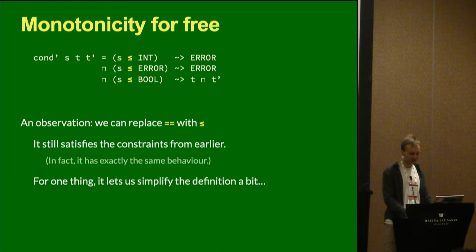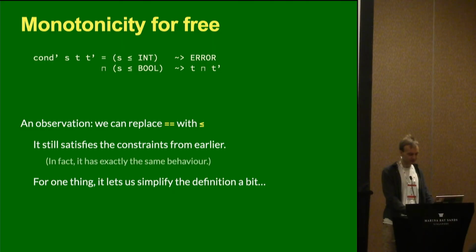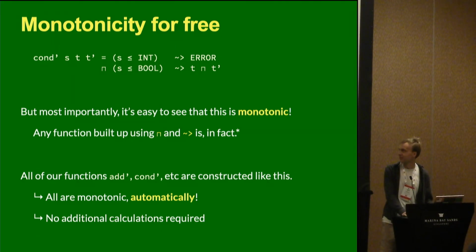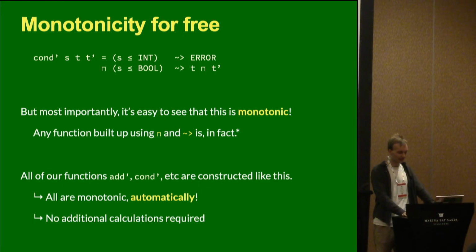But this is cool because, for one thing, it lets us simplify the definition a bit. These top two cases can be collapsed because if something is less than error, then it's also less than int, because error is less than int. So we can remove that case. And the really cool thing about writing it in this way, with this less than rather than this equals, is that we have monotonicity now actually for free. And so I claim that any function built up in this way using the greatest lower bound and this wobbly arrow is monotonic.